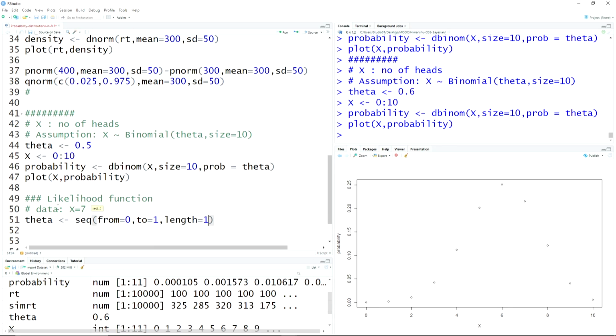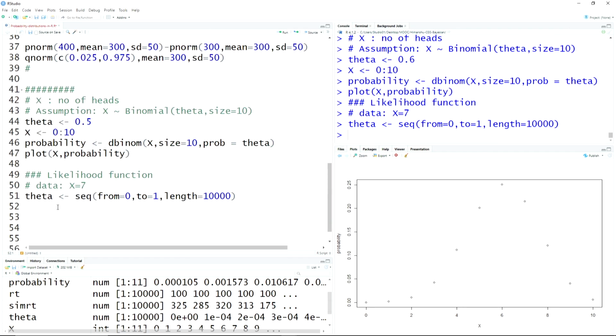Let us say I choose 10,000 values of theta between 0 and 1. Now for each value of theta, I will calculate the likelihood given that the data is x equals 7. How do I do that? I can again use the dbinom function. Remember, the function remains the same. I am using the same function f of x, theta, right? It is just that in the PMF case theta was fixed, and in this case x is fixed, right? So I am using the same function.